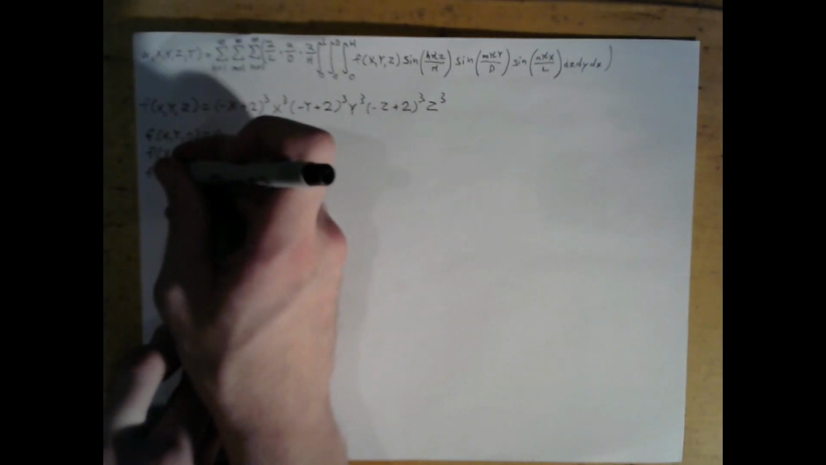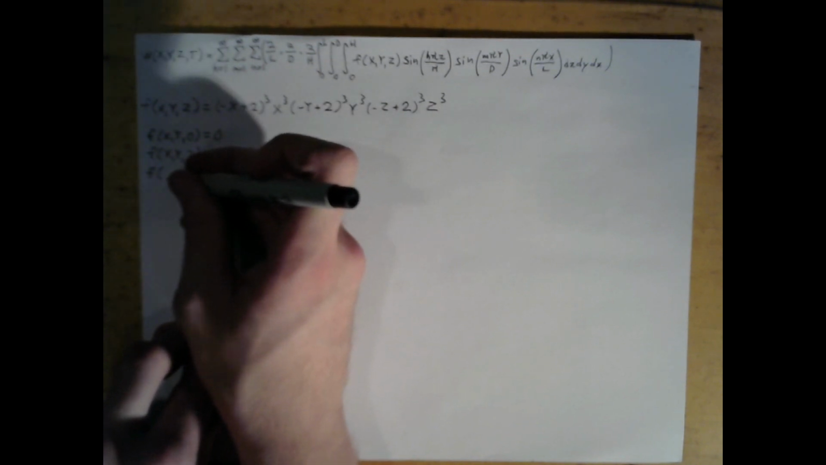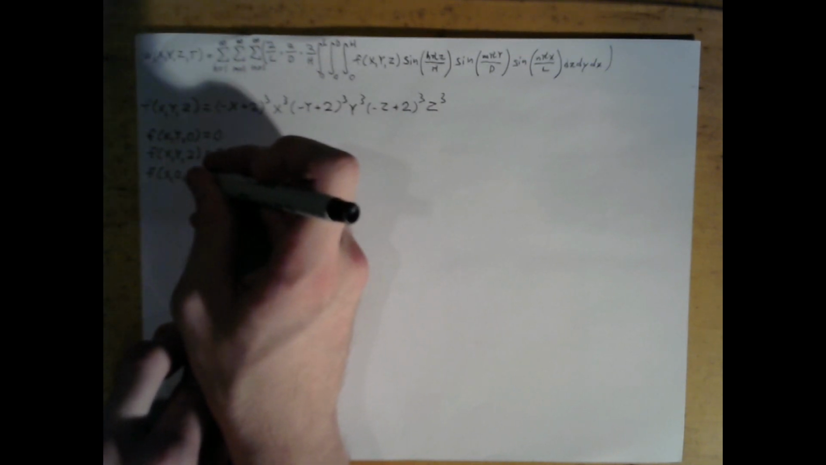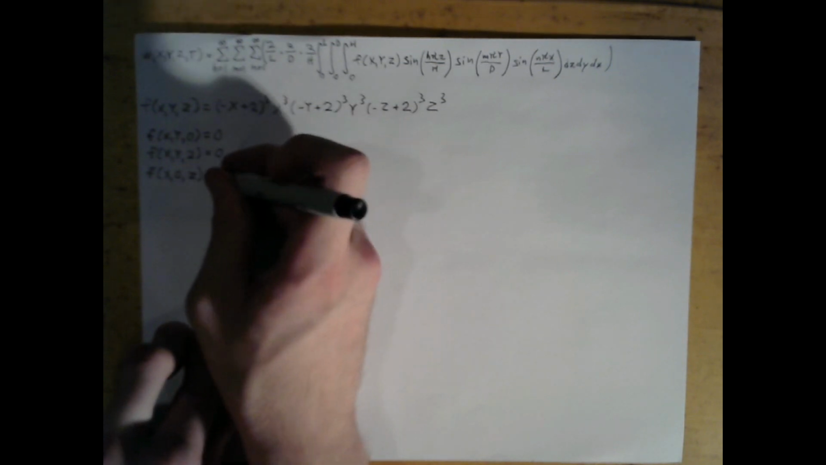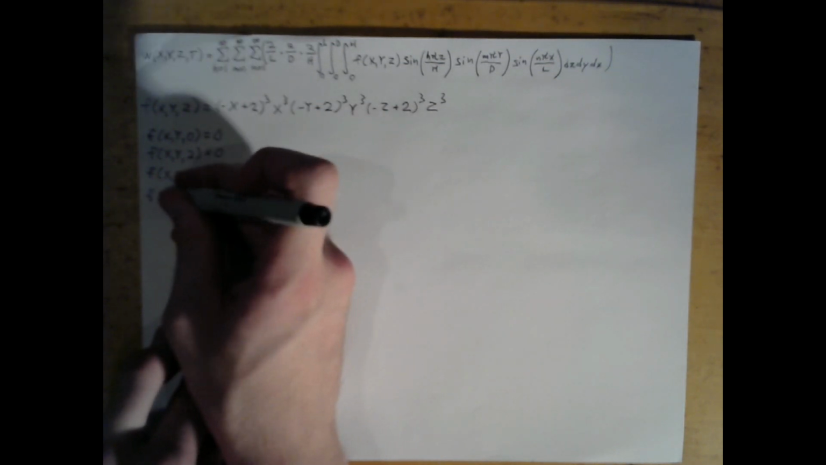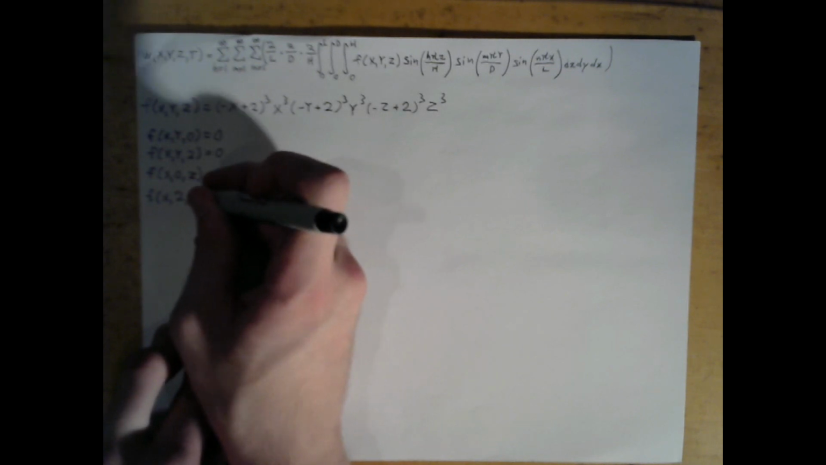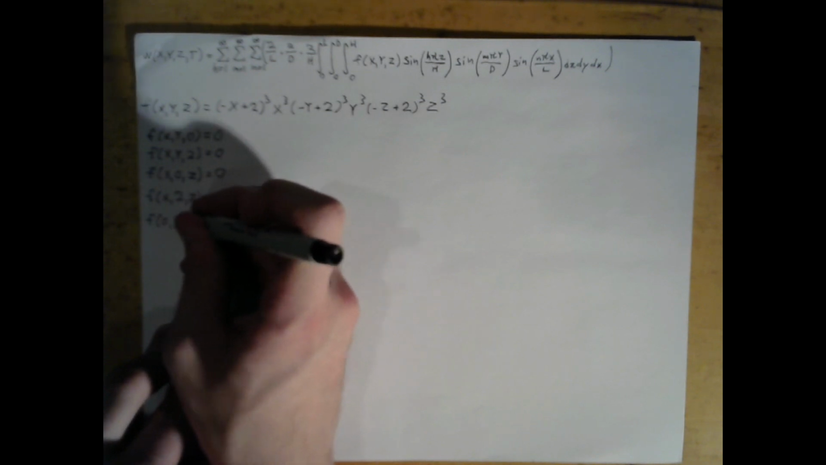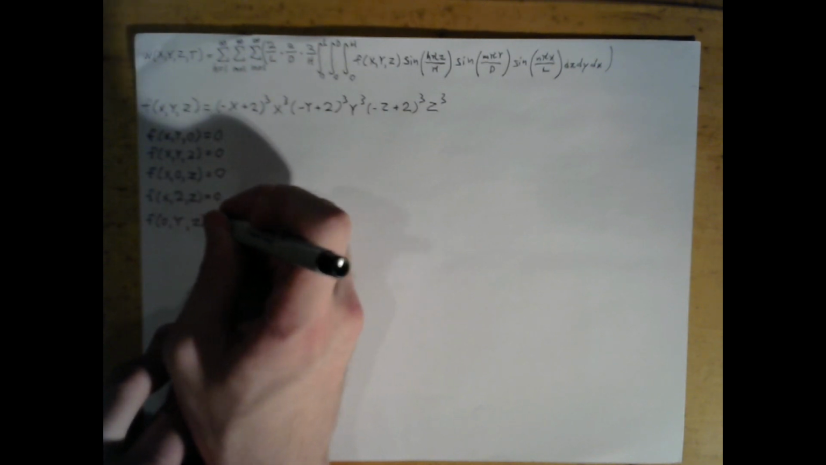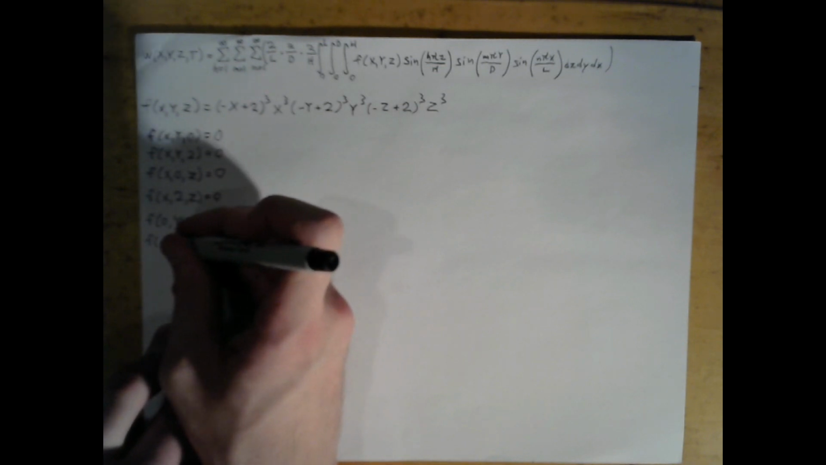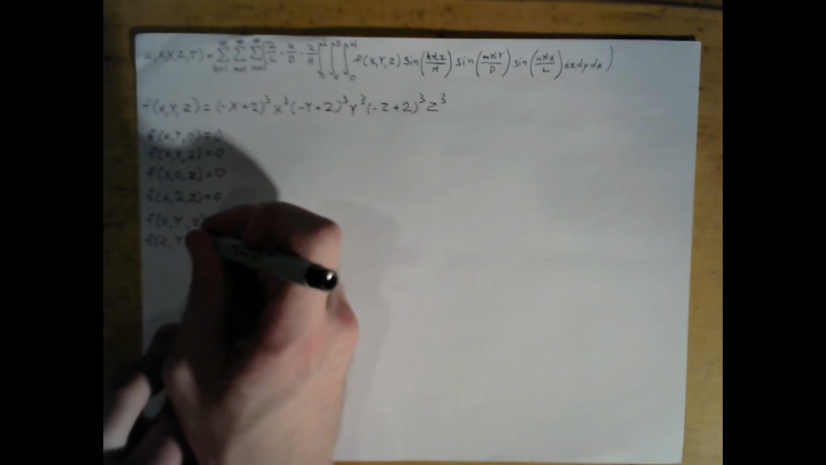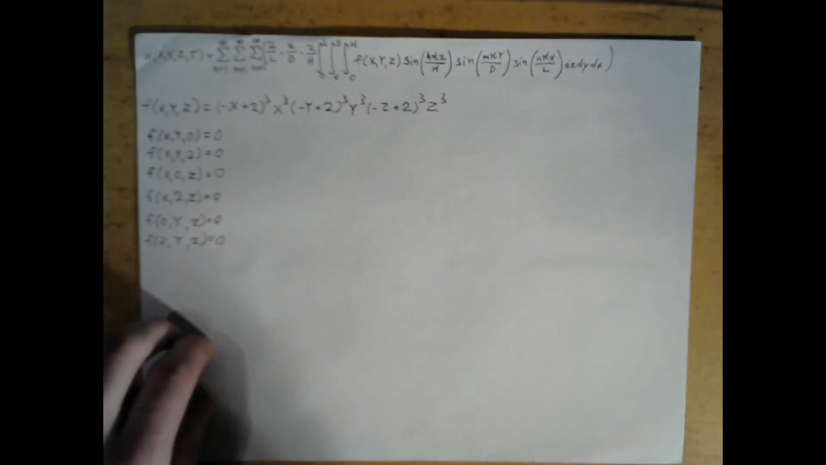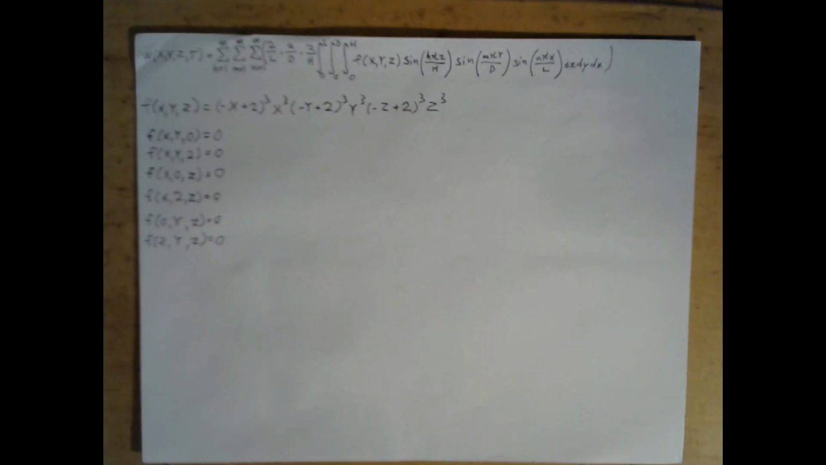Then we're going to have f of x, 0, z, that is a z, not a 2, equal to 0, f of x, 2, and z equals 0. And you can see the pattern here, so we're just going to finish this out. f of 0, y, z equals 0, and f of 2, y, z equals 0. I made this symmetrical for simplicity. It doesn't need to be symmetrical as long as the boundary conditions are homogeneous.